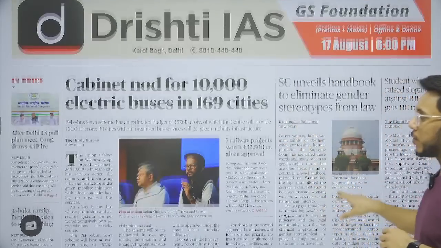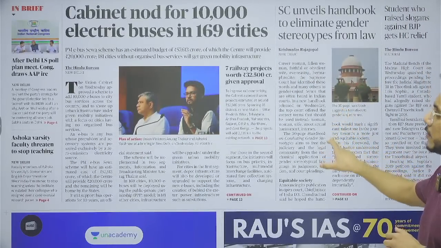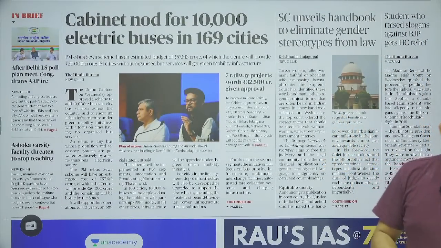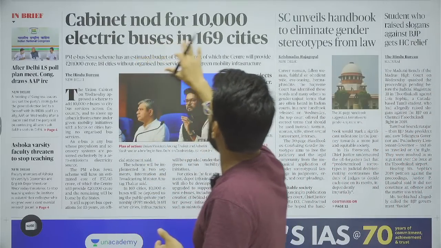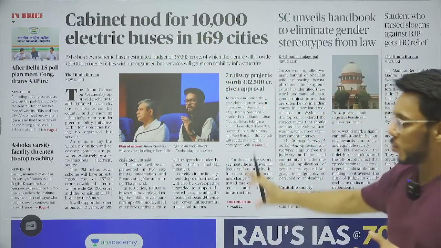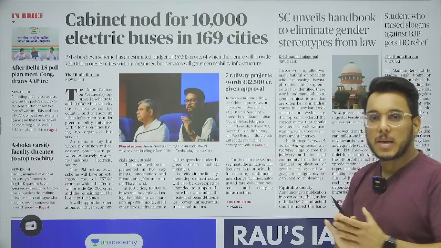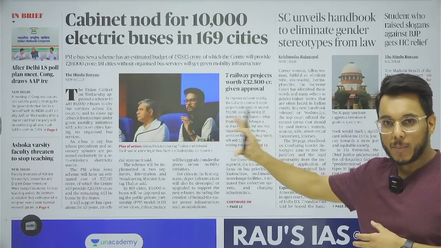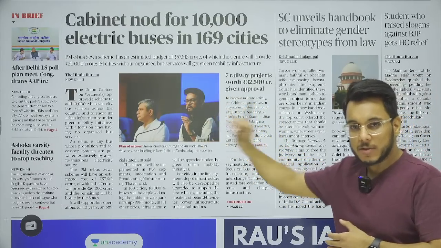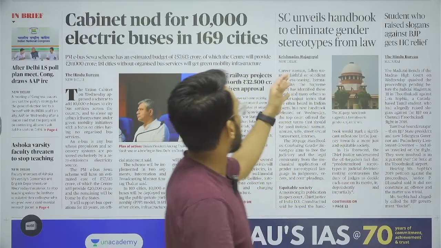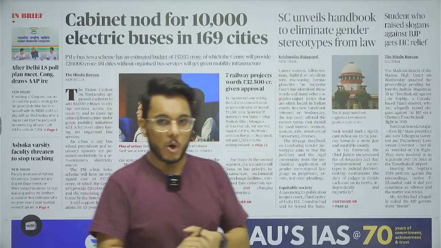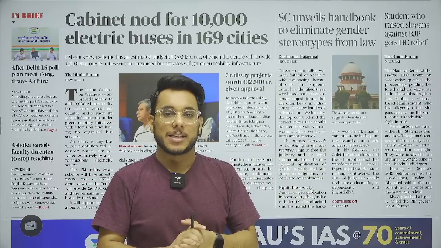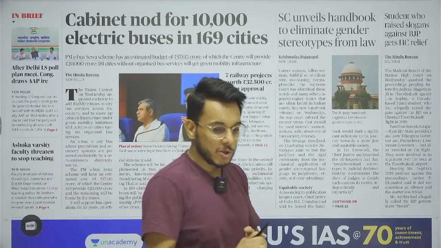Now, first of all, let's see an overview of the entire newspaper so that we can understand which articles are actually important for our examination in today's paper. So here, the first article is Cabinet nod for electric buses. Here we will talk about the PM e-Bus Sewa scheme that the government has launched and we'll understand the relevance of this article also. Then here we have the article Supreme Court unveils handbook for eliminating gender stereotypes from law. We'll take this article for GS Paper 4 ethics as well as society, social issues.